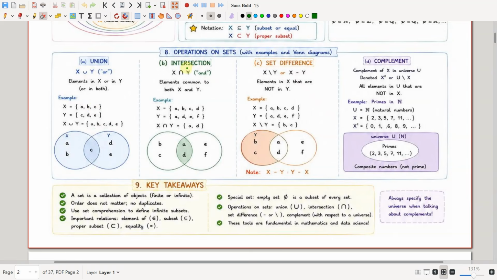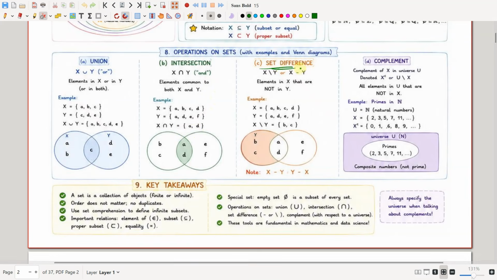So now let's move on to intersection, where intersection represents the elements common to both X and Y. See here, where X is equal to {A, B, C, D} and Y is equal to {A, D, E, F}, the X intersection Y is equal to {A, D}. See here, A and D are common in both these sets. So X intersection Y is the set of A and D.